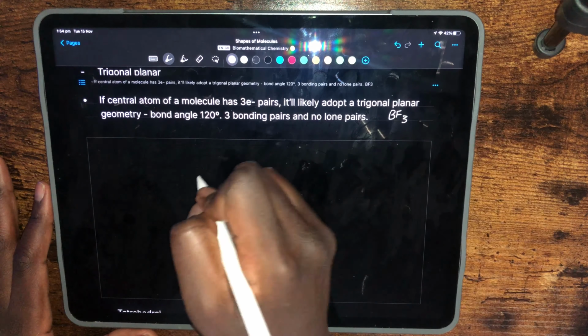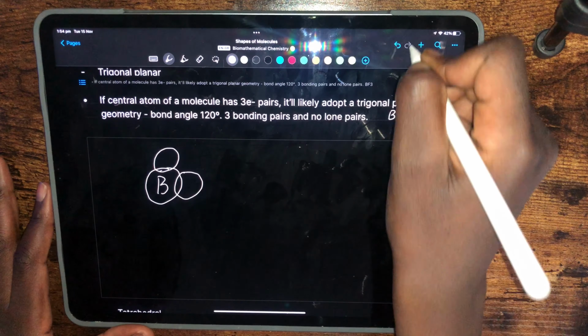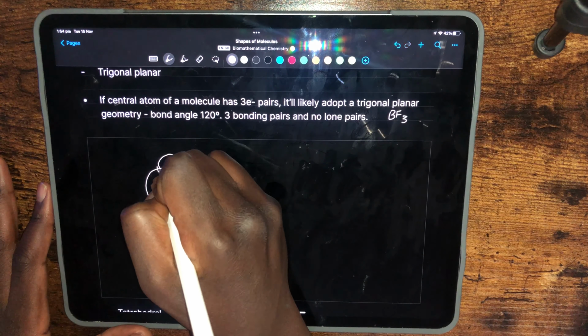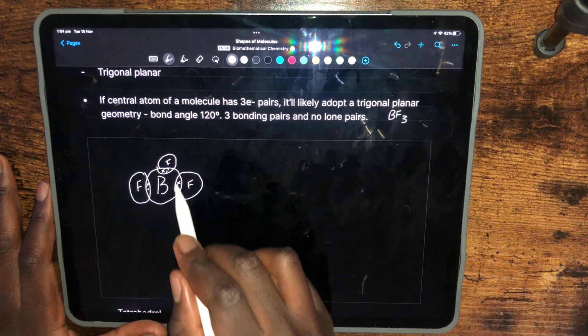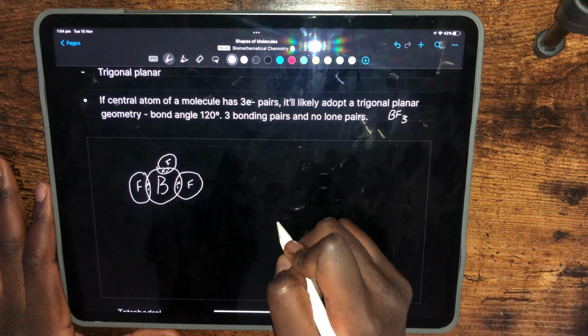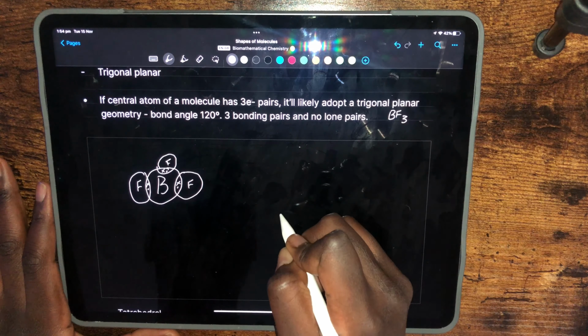It's the dot and cross diagram. Boron is in group 3, and fluorine is in group 7. You see here that there's no lone pairs, just 1, 2, 3 electrons for boron, and then each electron for fluorine. That's enough to say it's 3 bonding pairs and no lone pairs. And this shape is called trigonal planar.